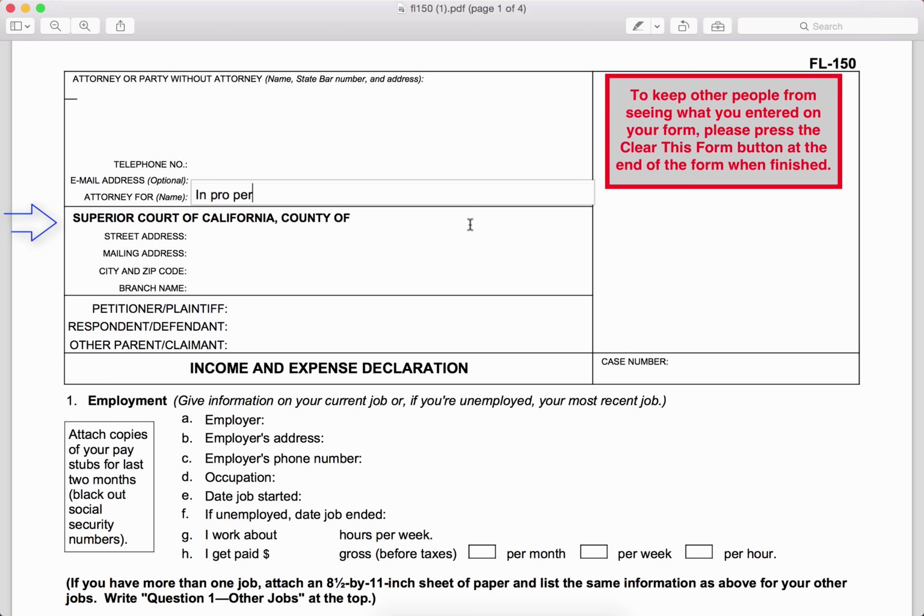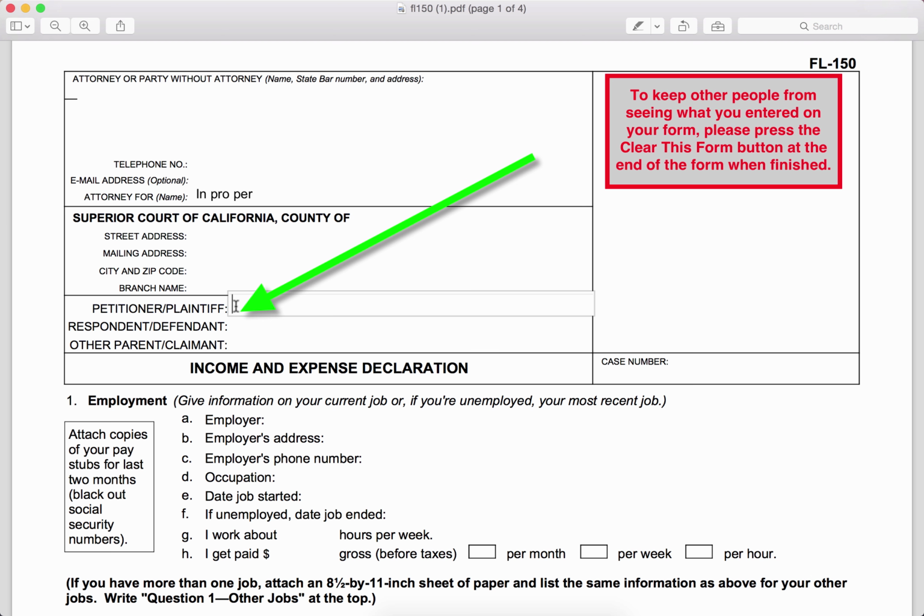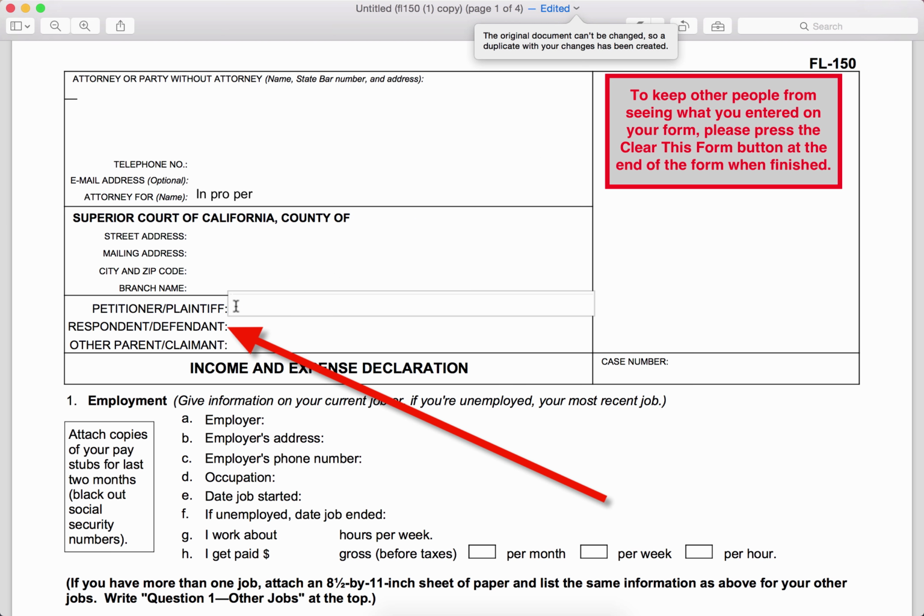Where it says Superior Court of California, County of, put the name of the county where your divorce was filed. Then fill out the address of the court where your case is being heard. Where it says petitioner, put the name of the spouse that filed for divorce. Where it says respondent, put the name of the other spouse.